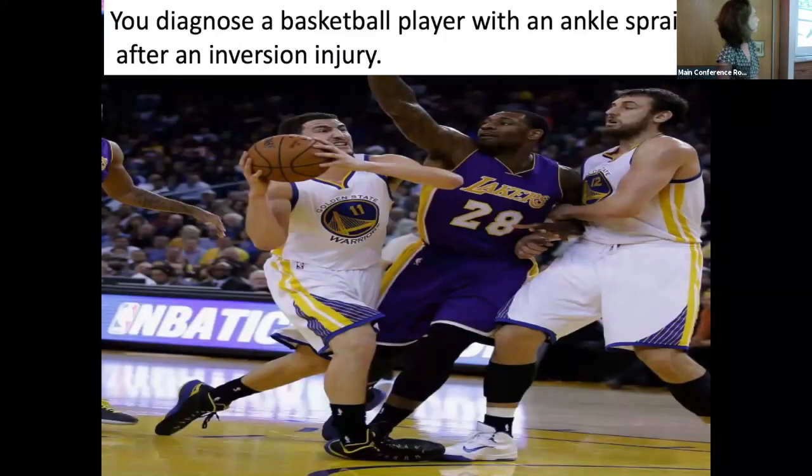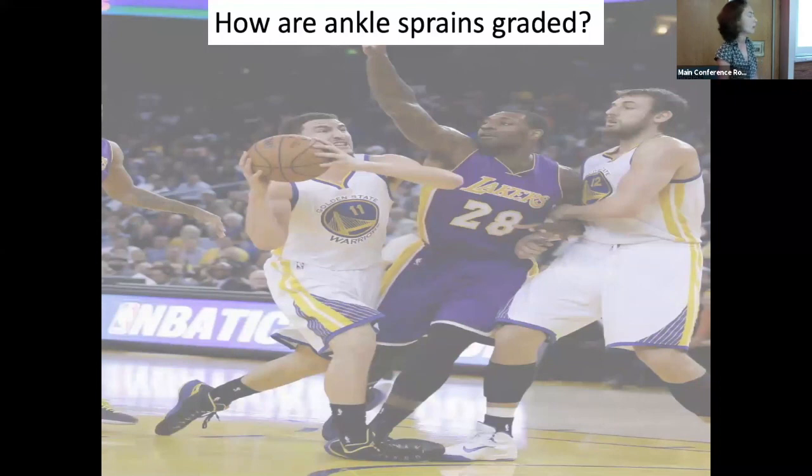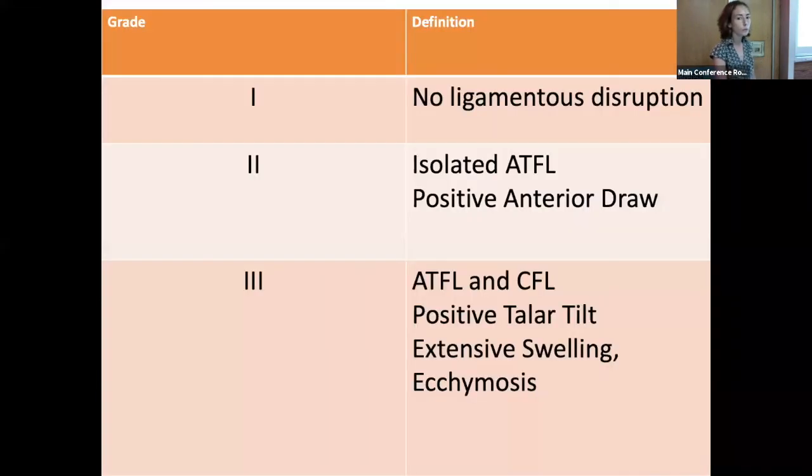So you have a basketball player and you diagnose him with an ankle sprain after an inversion injury. How do we grade ankle sprains? It's a three-part grading system. First is grade 1, which is basically no ligamentous disruption. This is just stretching of the ATFL and the CFL. These are the patients that come in walking, but they follow the Ottawa ankle rules. They might be a little bit swollen, but they're able to ambulate. They don't have any tenderness anywhere.